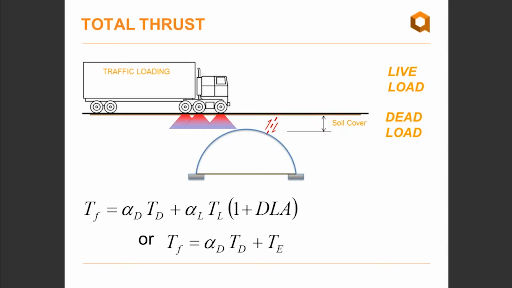Then the total factored thrust requires applying load factors as well. In this case, it's 1.25 for dead load and 1.7 for live load. An impact factor, referred to as DLA or dynamic load allowance, is also applied to the live load component of the equation. The second formula you see here determines the total thrust for the load combination that includes earthquake loads, if and when seismic loading is to be considered. So obviously the larger of the two values governs and will be carried forward to the next calculation.